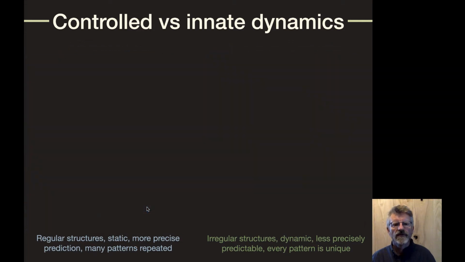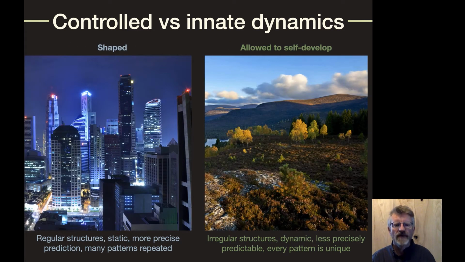Another example is this. This is a shaped environment, here of a city, versus something that was allowed to self-develop, nature, and with exactly the same properties. So more irregular structures, it's dynamic, it's less precisely predictable, and every pattern is unique. Although all kinds of things are more or less repeated, and we have structures that are repeated, but not in the way this is structured. It's a completely higher level of control over the situation.